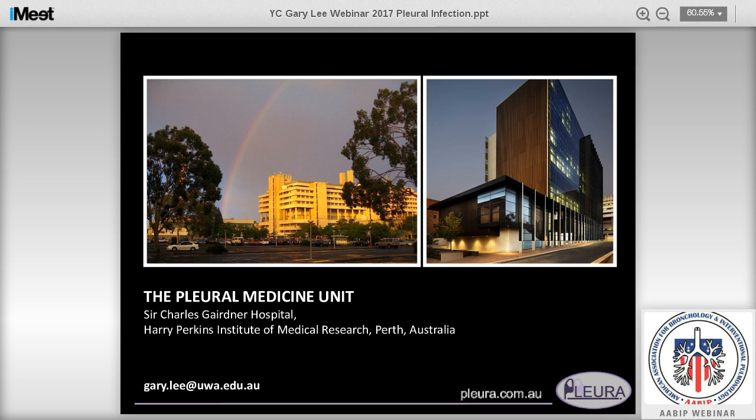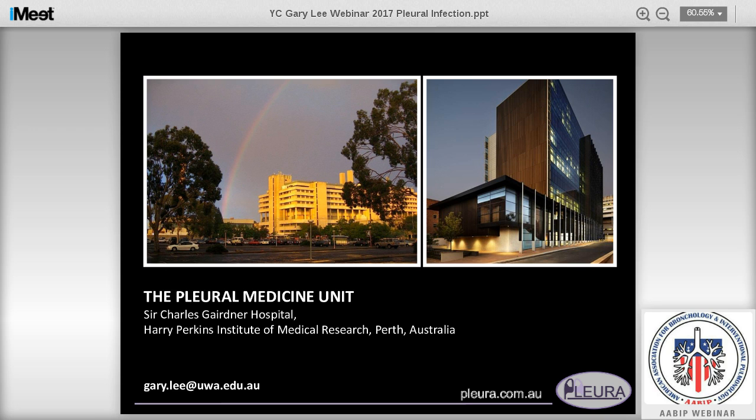I think that if you put in a small chest tube and give TPA and DNase and have a 90-something percent success rate, it's very hard to justify doing medical thoracoscopy or surgical thoracoscopy.